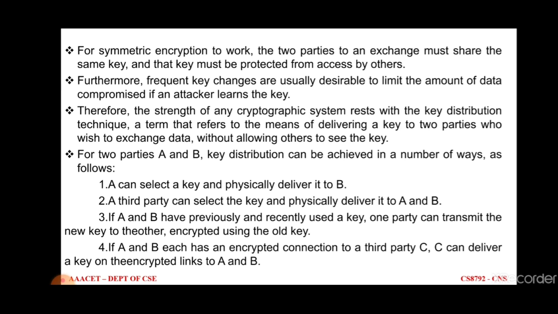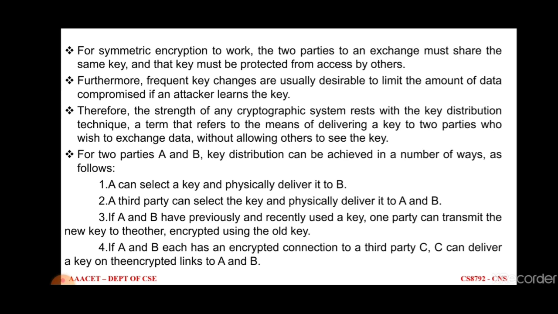For example, considering two parties A and B, sender and receiver, key distribution can be achieved in a number of ways as follows. First, A can select a key and deliver it to B publicly. The second concept is that a third party can select the key and deliver it to A and B. The third condition is if A and B have previously and recently used a key, one party can transmit the new key to the other encrypted using the old key.